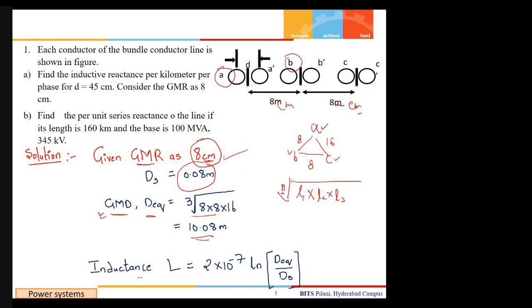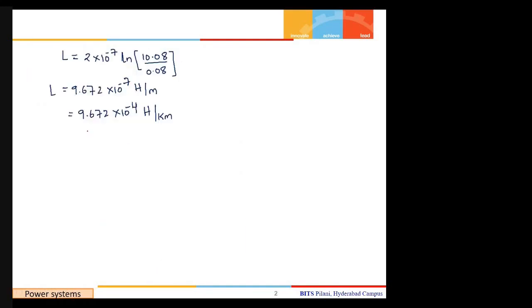Now you need to calculate the inductance of the line with the formula 2 into 10 to the power minus 7 ln of GMD by GMR. You take the natural logarithm of GMD by GMR and multiply it with 2 into 10 to the power minus 7, and you get the inductance of the line. We get 9.672 into 10 to the power minus 4. The unit is Henry per kilometer, so per kilometer of the transmission line we are determining the inductance. If we multiply this with the total length of the line, we will get the total inductance of the entire transmission line.